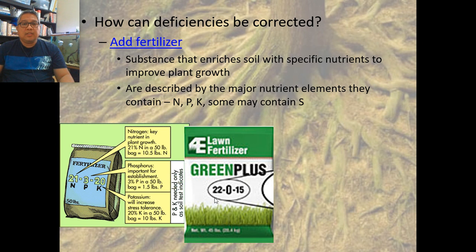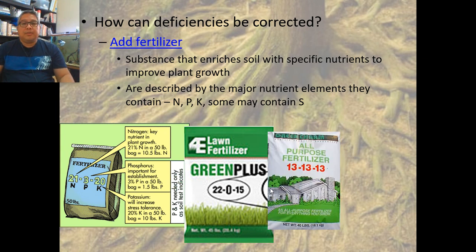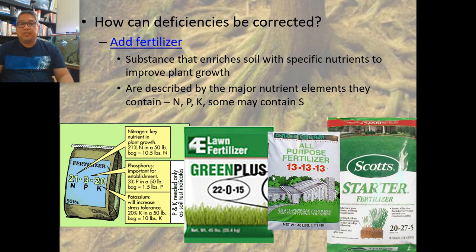And the next one, NPK, 22% nitrogen. Does this contain phosphorus? Looking at the number here, no phosphorus, and then 15% potassium. Another one, 13, 13, 13. So obviously you have equal percentages of nitrogen, phosphorus, and potassium.